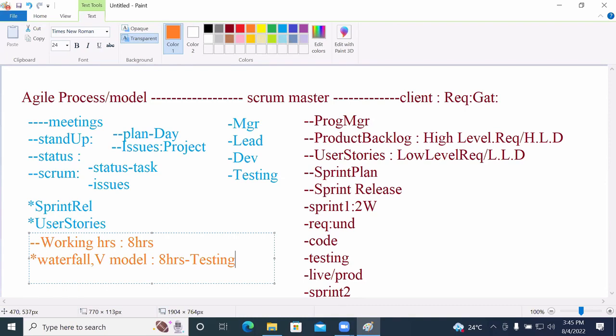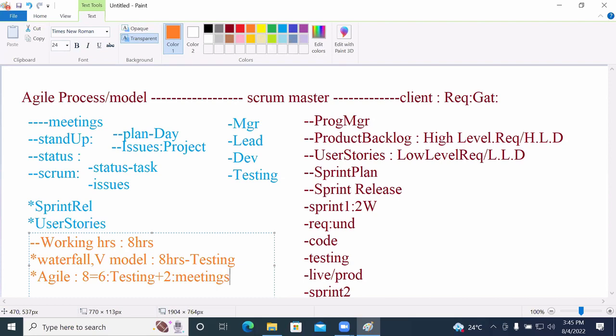The same thing, when it comes to Agile, these 8 hours are divided into two parts, 6 plus 2. The 6 hours are planned for testing. The remaining 2 hours are for meetings. What kind of meetings?